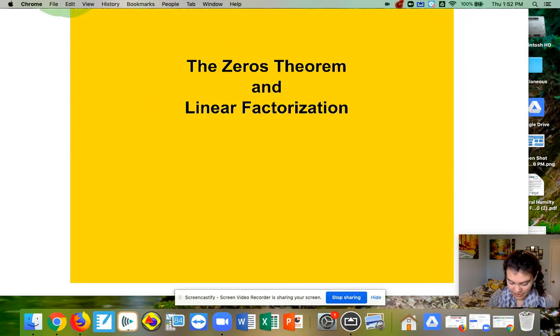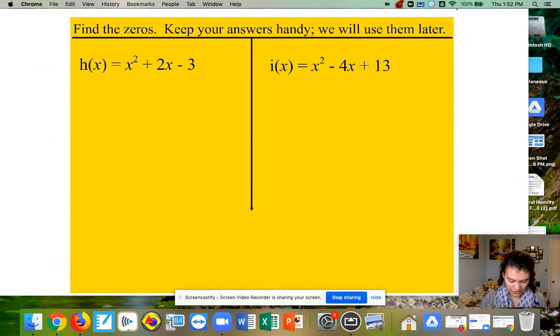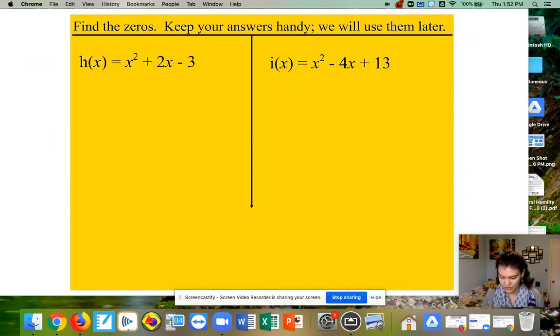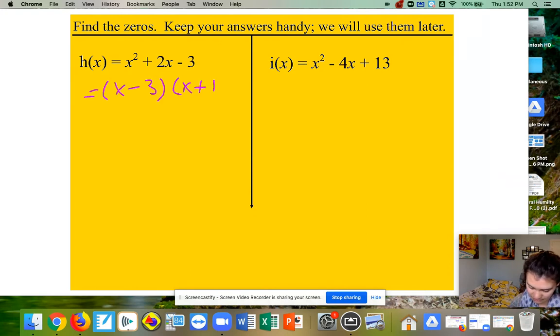Okay, the zeros theorem in linear factorization. So if we look at these, we can find the zeros of these, and then we're going to use them later, so write them down somewhere you can see them. This factors into x minus 3, and this is x plus 1. So we get x equals 3 and x equals negative 1.